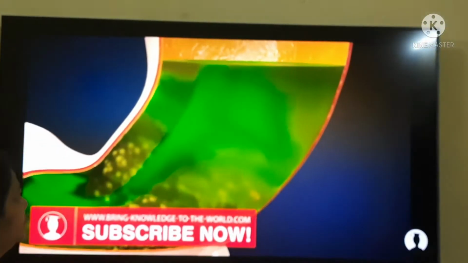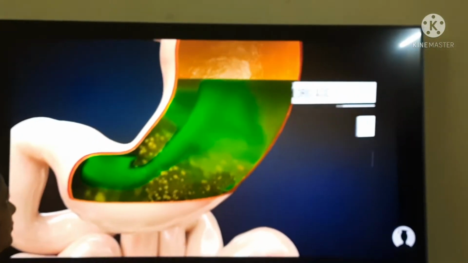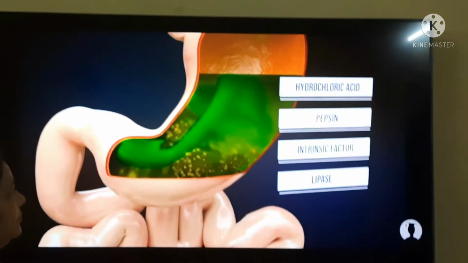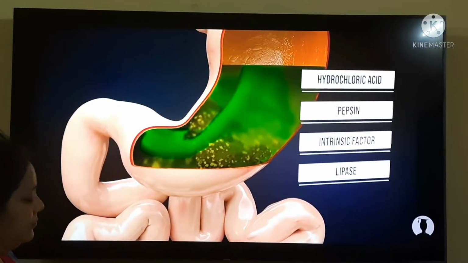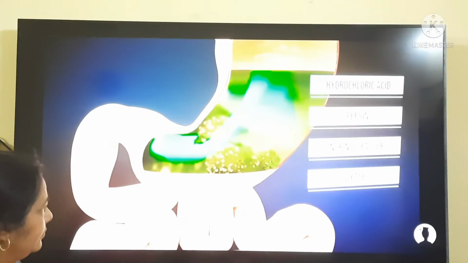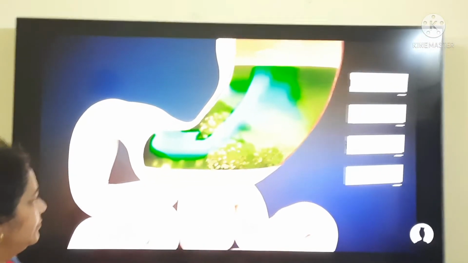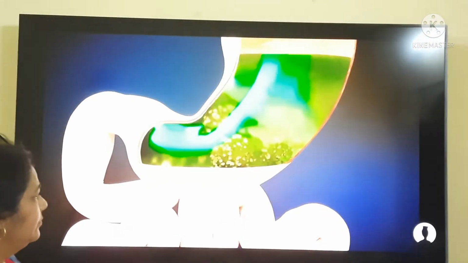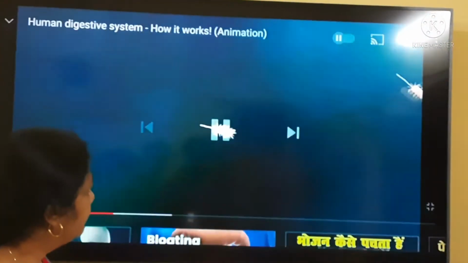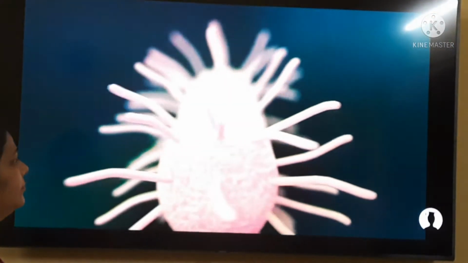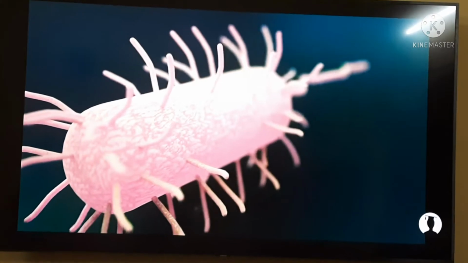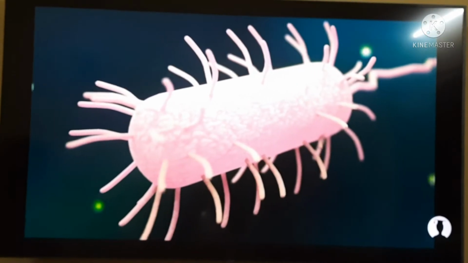Gastric juice consists, among other things, of hydrochloric acid, the enzyme pepsin, the intrinsic factor, and lipase for the digestion of fat. In addition to nutrients, food also contains bacteria that can damage the body. The components of hydrochloric acid are able to destroy harmful bacteria.